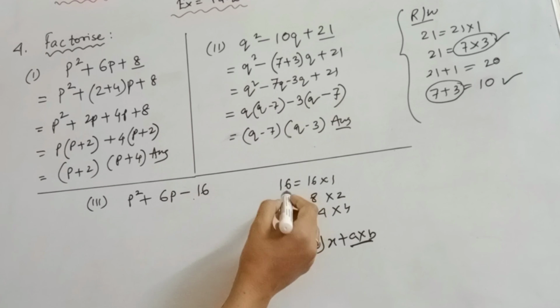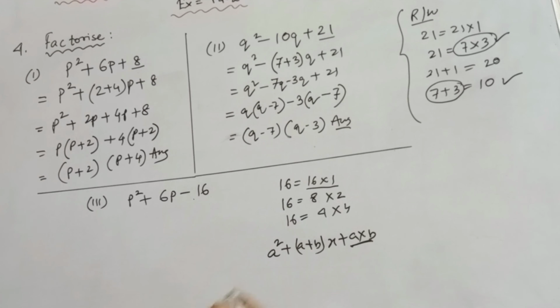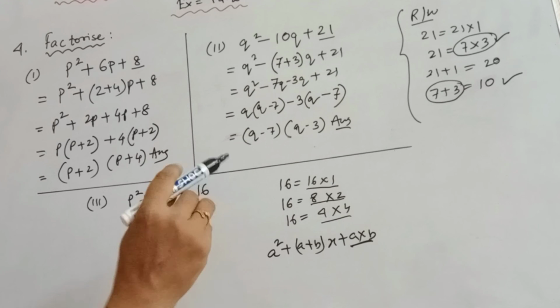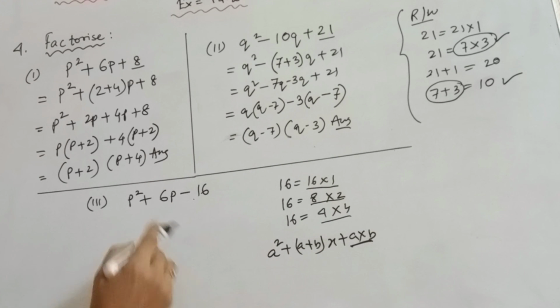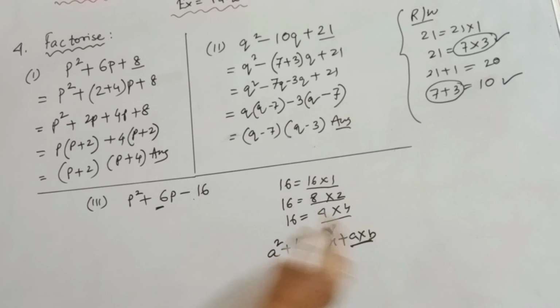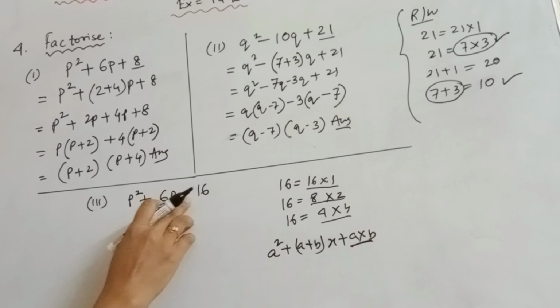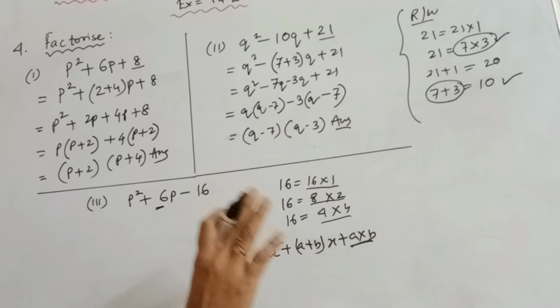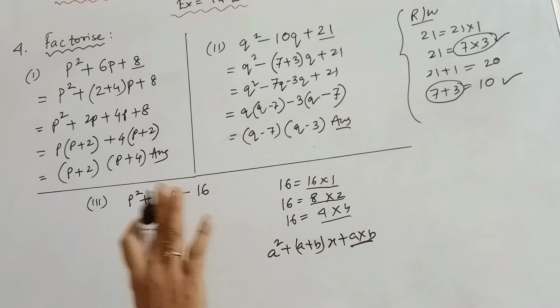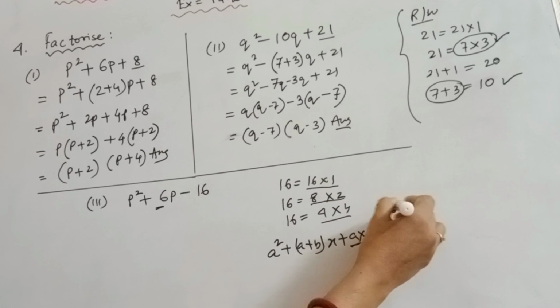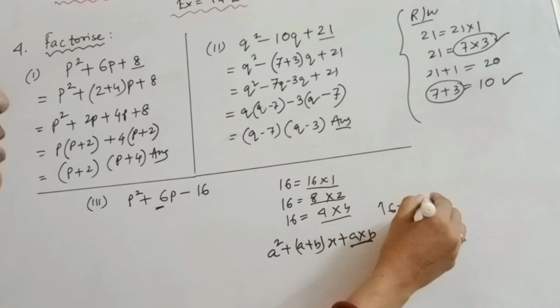Now the product of 16 is either 16 into 1 or 8 into 2, 8 twos are 16, 4 fours are 16. Now which factor pair will we select, because we need 6 in the middle term. As the middle factor we need 6. Now, before the last term the sign is minus, so we have to take one minus and one plus sign, that is final. So when we are taking 16 minus 1, we are getting 15.